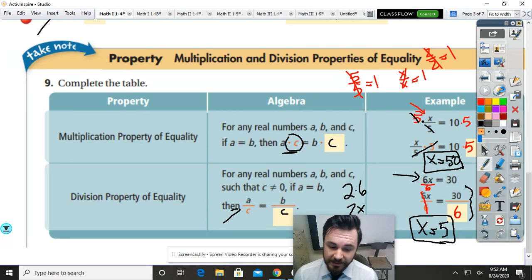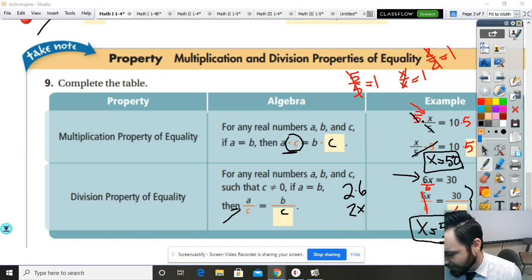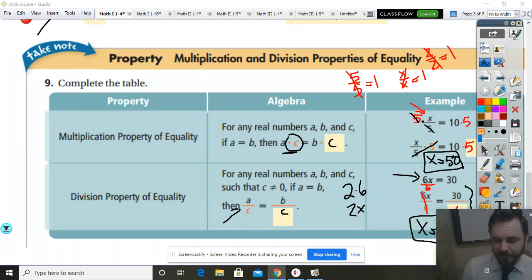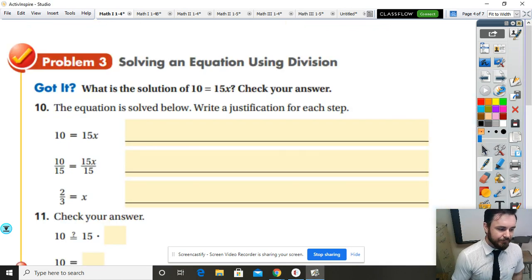The key for all of this is what you do to one side, you have to do to the other. The hard part is, what do I need to do to get x by itself? That's going to be the question for every single problem that you're going to have to ask. What do I need to do to get x by itself? Let's try some examples on that.